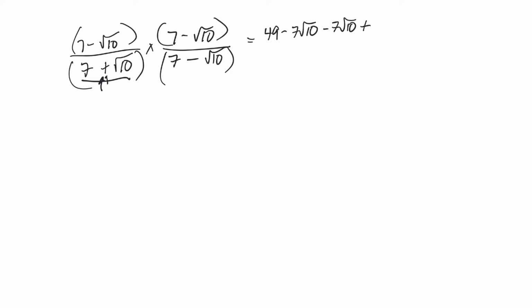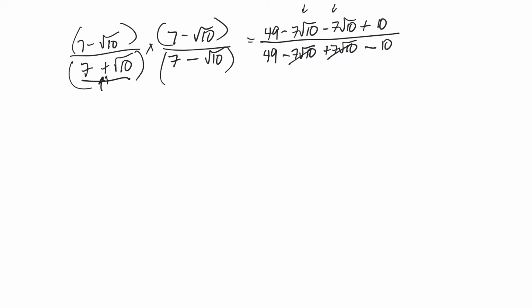square root of 100, which is 10, over 7 times 7 is 49, minus 7 root 10, plus 7 root 10, and then minus square root of 100, which is 10. Now these two, one's minus, one's plus, so they cancel.